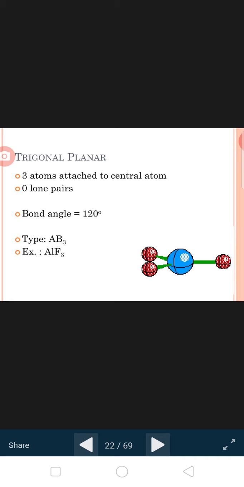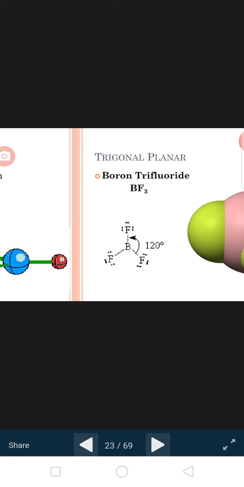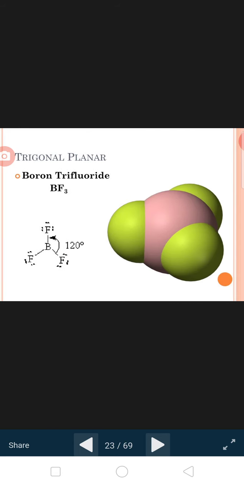Trigonal planar geometry, bond angle of 120, three atoms attached to the central atom and zero lone pairs. Example AB3 type, aluminum fluoride. It is triangular planar with angle 120. Boron trifluoride, fluorine atoms shown in green, while the boron atom is shown in dull brown.